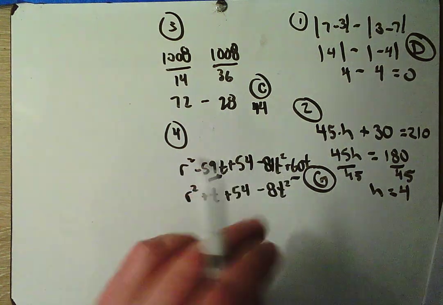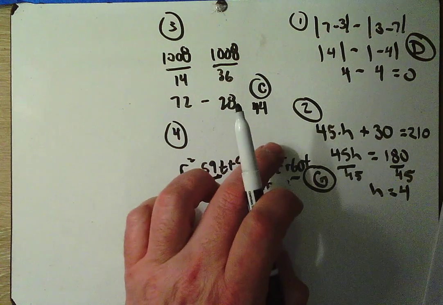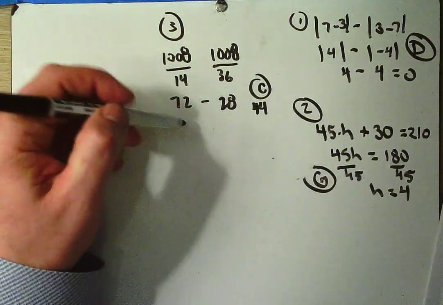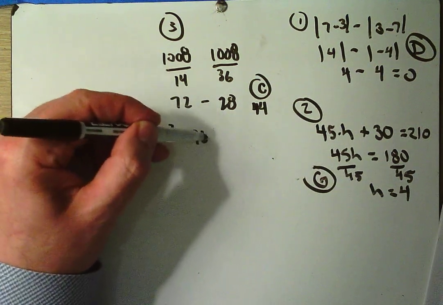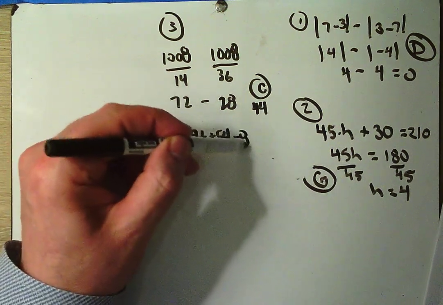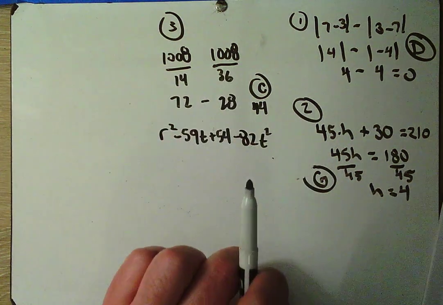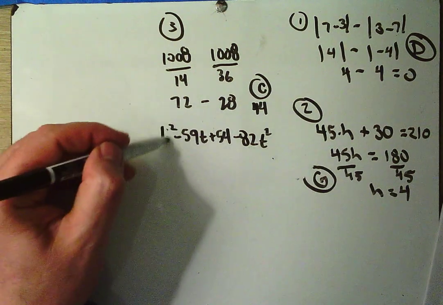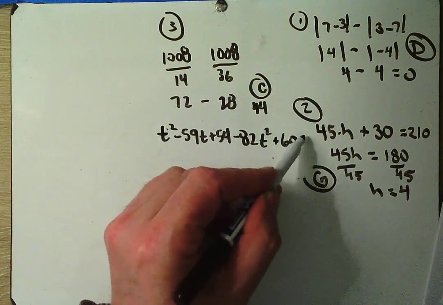I'm sorry, that's 81. Oh, I'm just starting this one over. Okay. R squared minus 59t plus 54 minus 81t squared. No, that's r squared. No, there are no r's, there's just t's. Oh, I think it's time for a new glasses check.